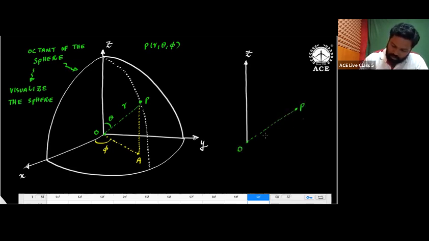Here it is OP, beta. Here it is OA, beta. OA and OP are different. The angle made with respect to the Z axis is theta. If I drop this point onto the xy plane, here it is, this is R. Here it is R cos theta. Here it is R sin theta.